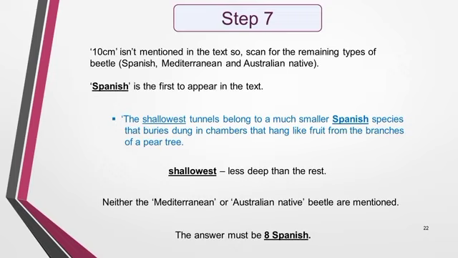The shallowest, meaning less deep than the rest, tells me that this could be the answer, but I scan for the Mediterranean and Australian native as well, just to be sure. Neither of these types of beetle is mentioned in the text, so the answer must be 8, Spanish. We've now found all 3 labels, so the question is complete.